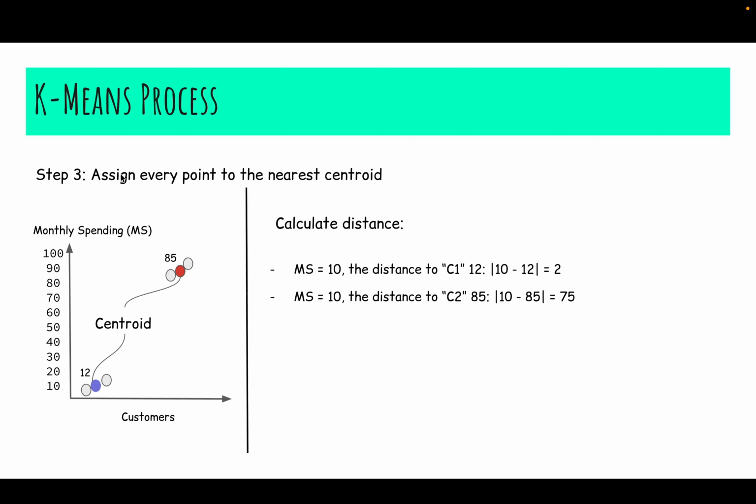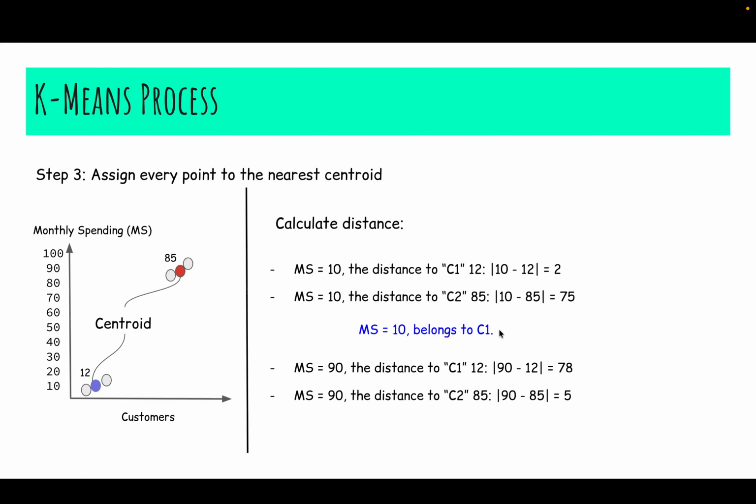So what we want to do is assign every point to the nearest centroid. So our data point is 10, the nearest centroid is C1 because the distance is 2. So monthly spending equal to 10 belongs to C1. Similarly, we have monthly spending 90 whose distance to C1 is 78. Then we have monthly spending 90 whose distance to C2 is 5. So data point 90 is close to cluster 2, or centroid 2. Basically, it means that it belongs to cluster 2.